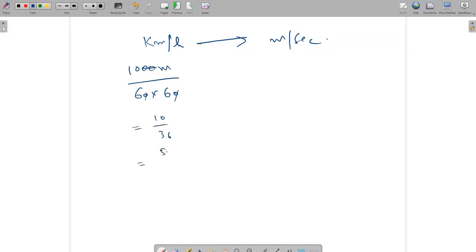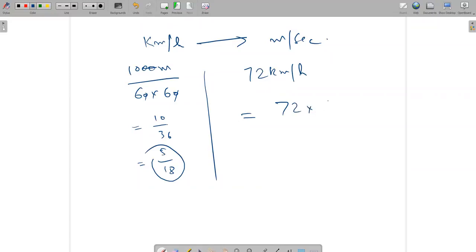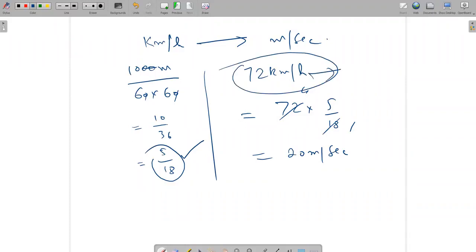And 10 over 36 means 5 over 18. So if the value is given as 72 kilometer per hour and you have to convert it into meter per second, you will multiply it by 5 over 18. When you multiply by 5 over 18, 18 fours are 72, 5 fours are 20. So your answer will be 20 meter per second. This conversion is frequently used when you solve speed and acceleration problems. The value is given in kilometer per hour, and you have to convert it into meter per second. Okay, so remember this one.